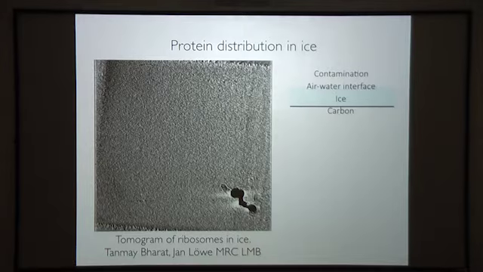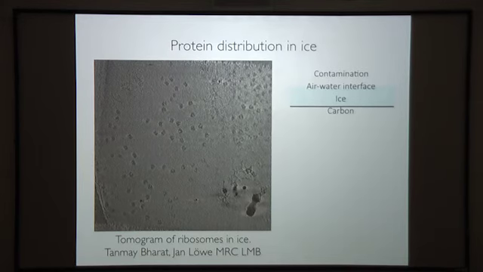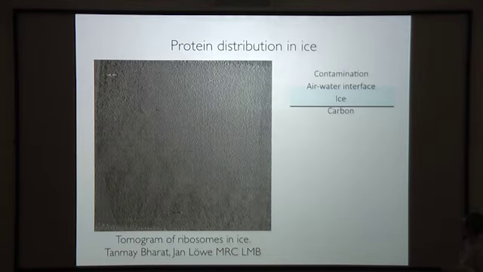The proteins are exposed to many surfaces when we make cryo-EM grids, and this can really affect the way they're distributed in the ice. The surfaces they're exposed to include the air-water interface, amorphous carbon, the metal support structures, and filter paper. And I think this tomogram of ribosomes in ice taken by Tonmei illustrates that nicely.